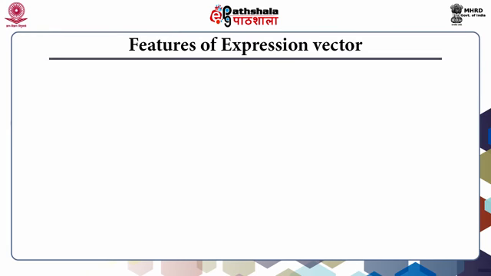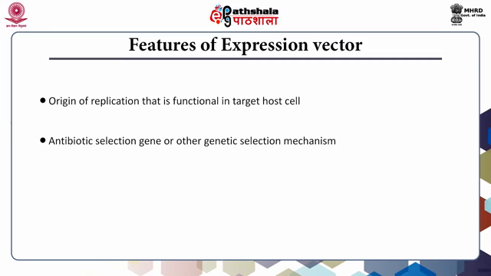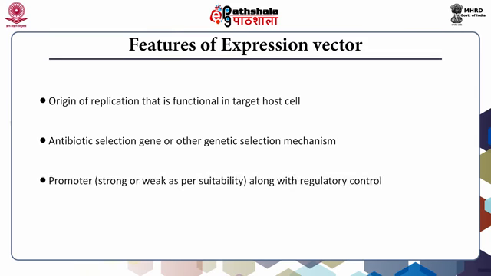Features of expression vector: origin of replication that is functional in the target host cell, antibiotic selection gene or other gene selection mechanisms, promoter strong or weak as per suitability along with regulatory control, restriction sites immediately downstream from the promoter.